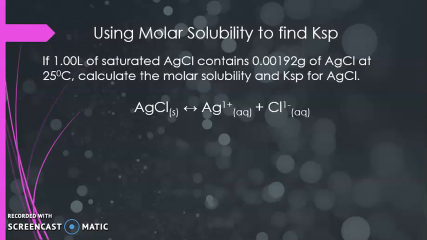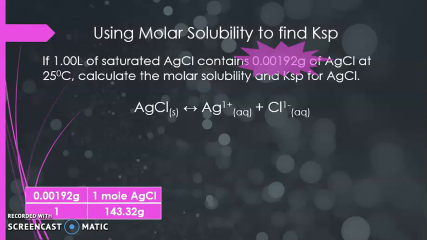The second thing that really bothers me about this problem is the fact that I was given grams. I've told you before that anytime you're given grams in a problem, about 99.9% of the time you're going to need to convert those into moles. This is no exception. So I looked up the molar mass of 143.32, converted it into moles, and I find that I have 1.34 times 10 to the negative fifth moles of AgCl. So now I'm primed and ready to go.